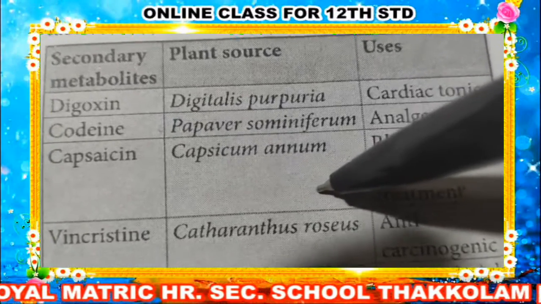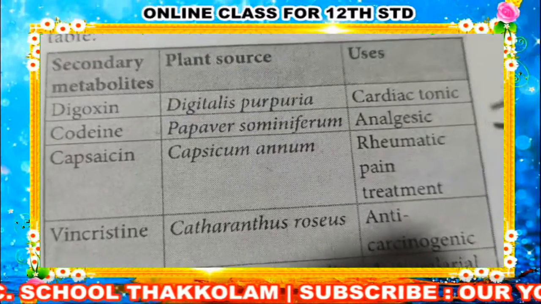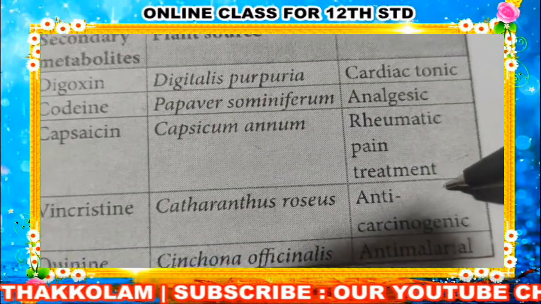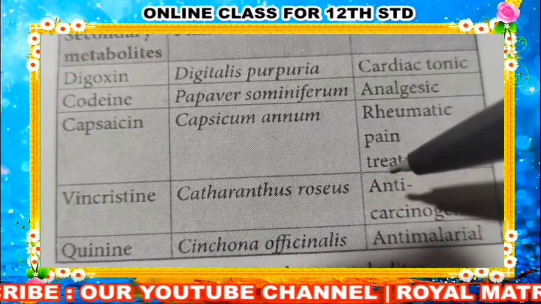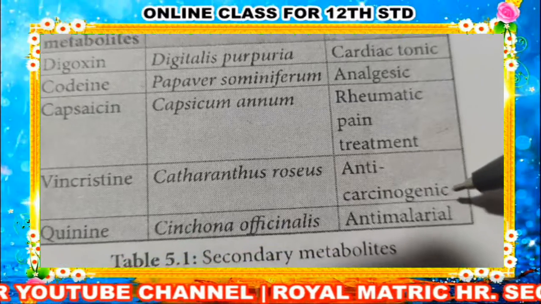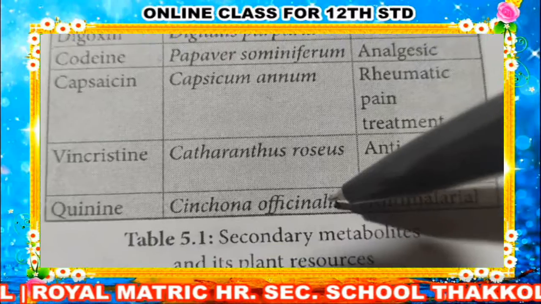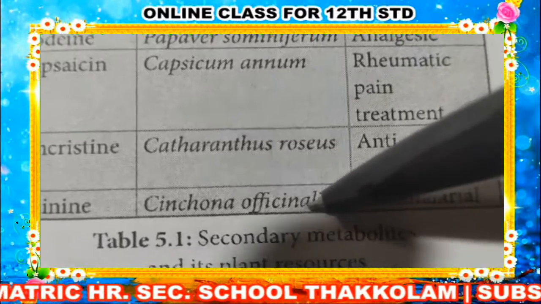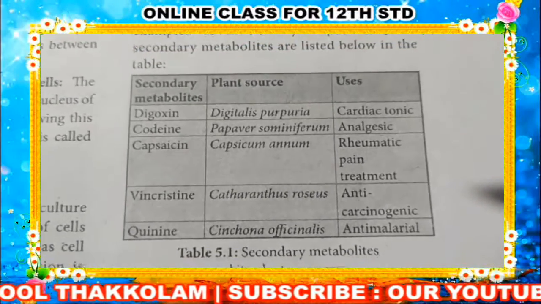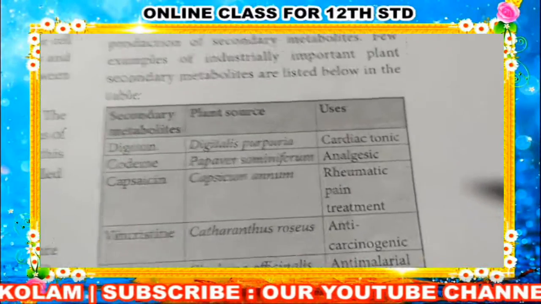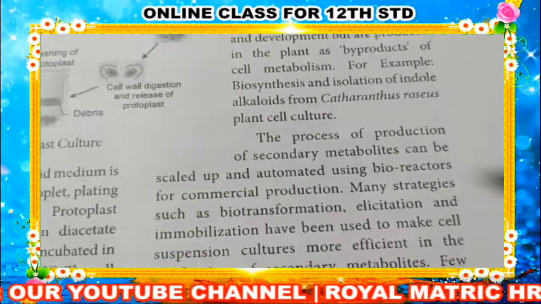capsaicin, that is capsicum, the green chili or the red chili, it is taken from that plant. It is used for rheumatic pain treatment, given as an ointment. And vincristine, from Catharanthus roseus, is anti-carcinogenic. And then quinine for malarial treatment, from Cinchona officinalis, is used for malaria treatment. So these are secondary metabolites. They are produced by the plants, but they are not useful for the plants, but they are useful for human beings.